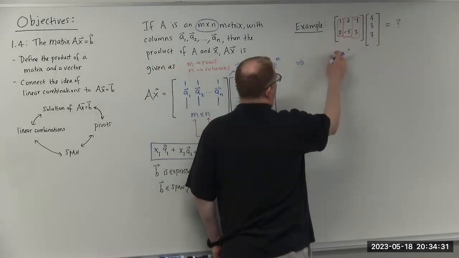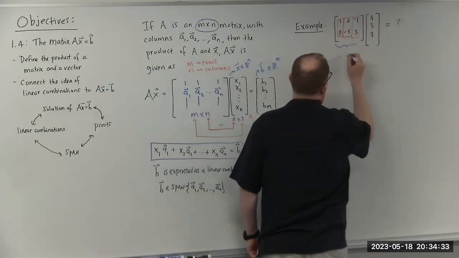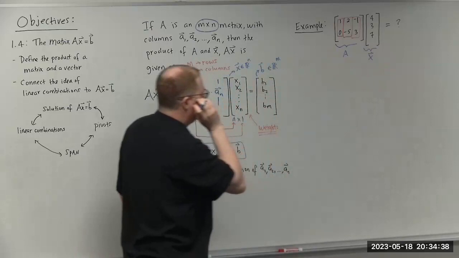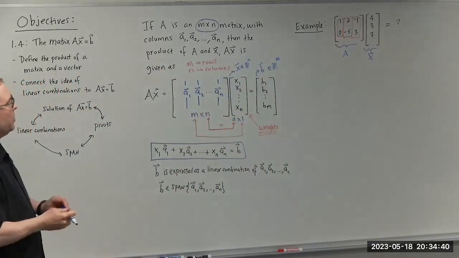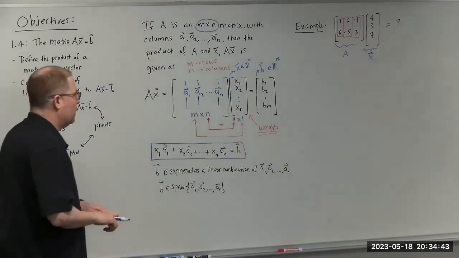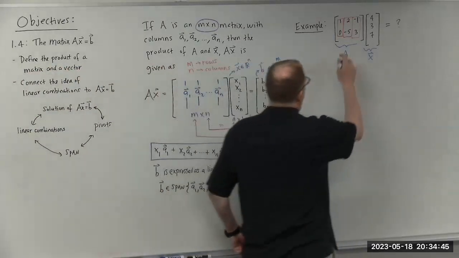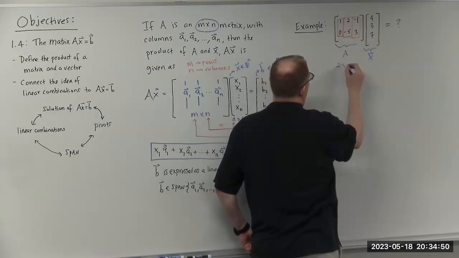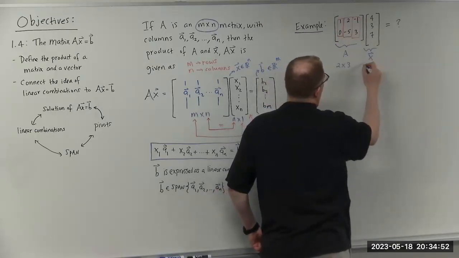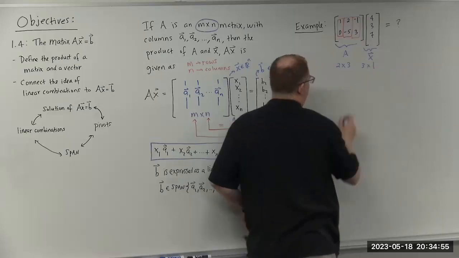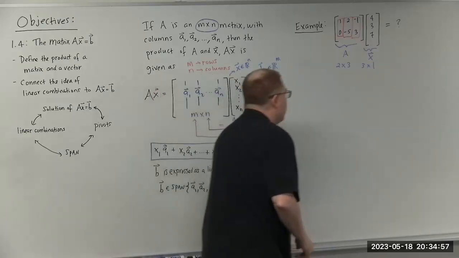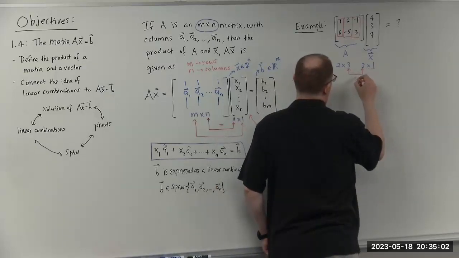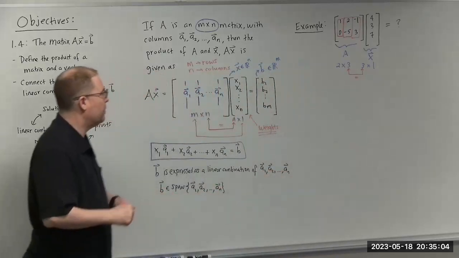Let's call this A, and this is X. Now let's first check. It's always a good idea to check to see if these are compatible. Since A has 2 rows and 3 columns, it's going to be 2 by 3, and this is going to be a 3 by 1. So the inside values match, so we're good. We can definitely do this.